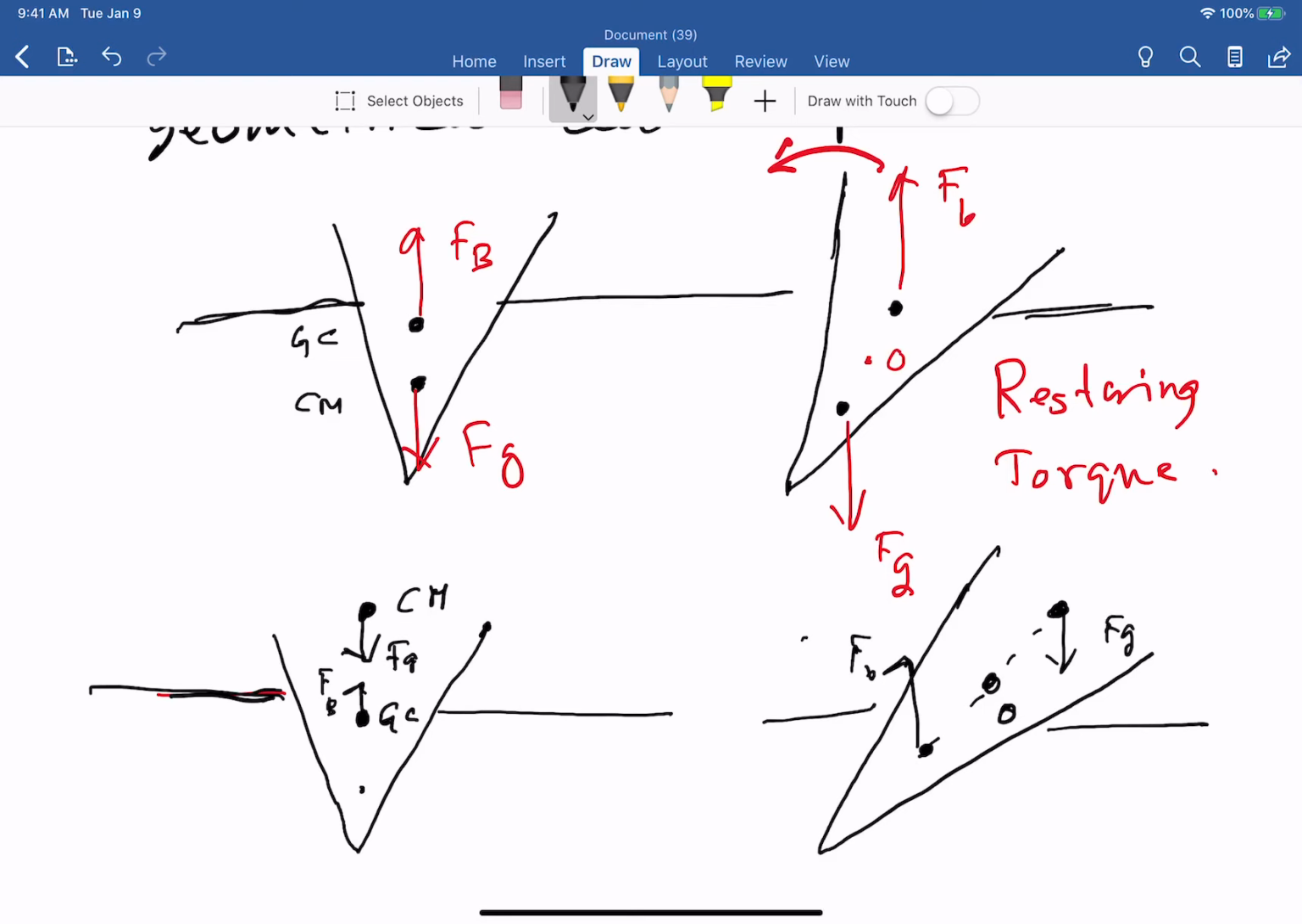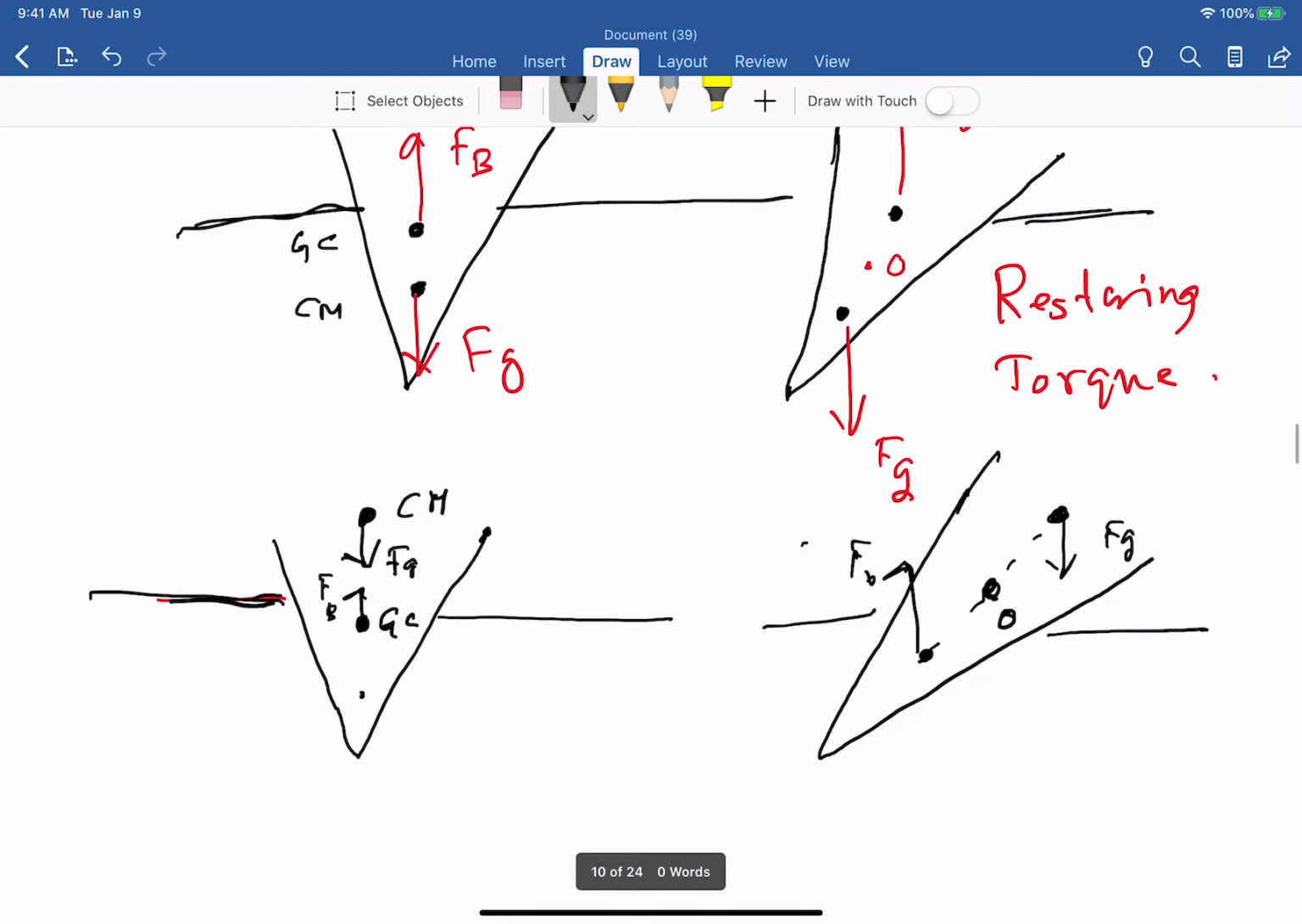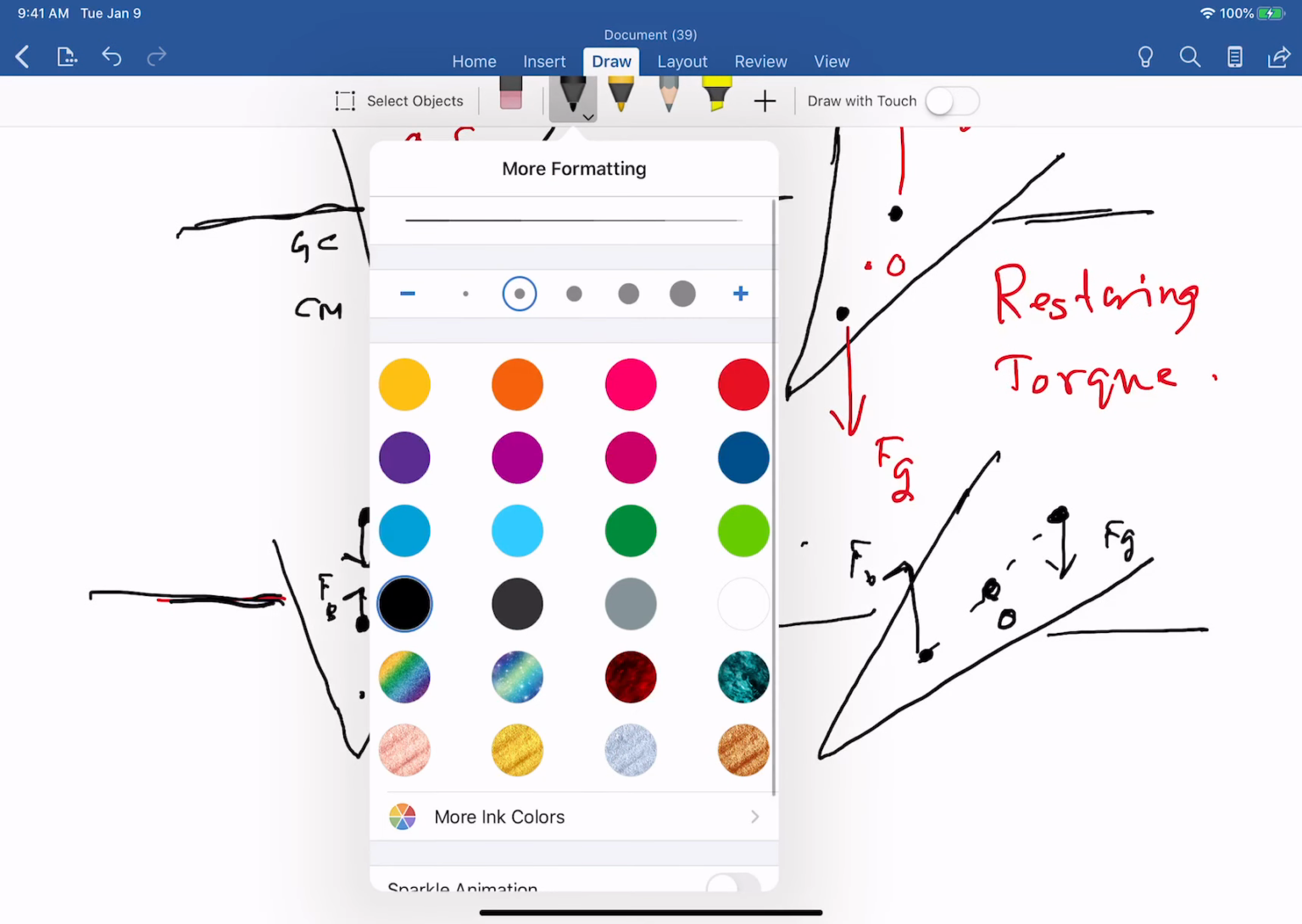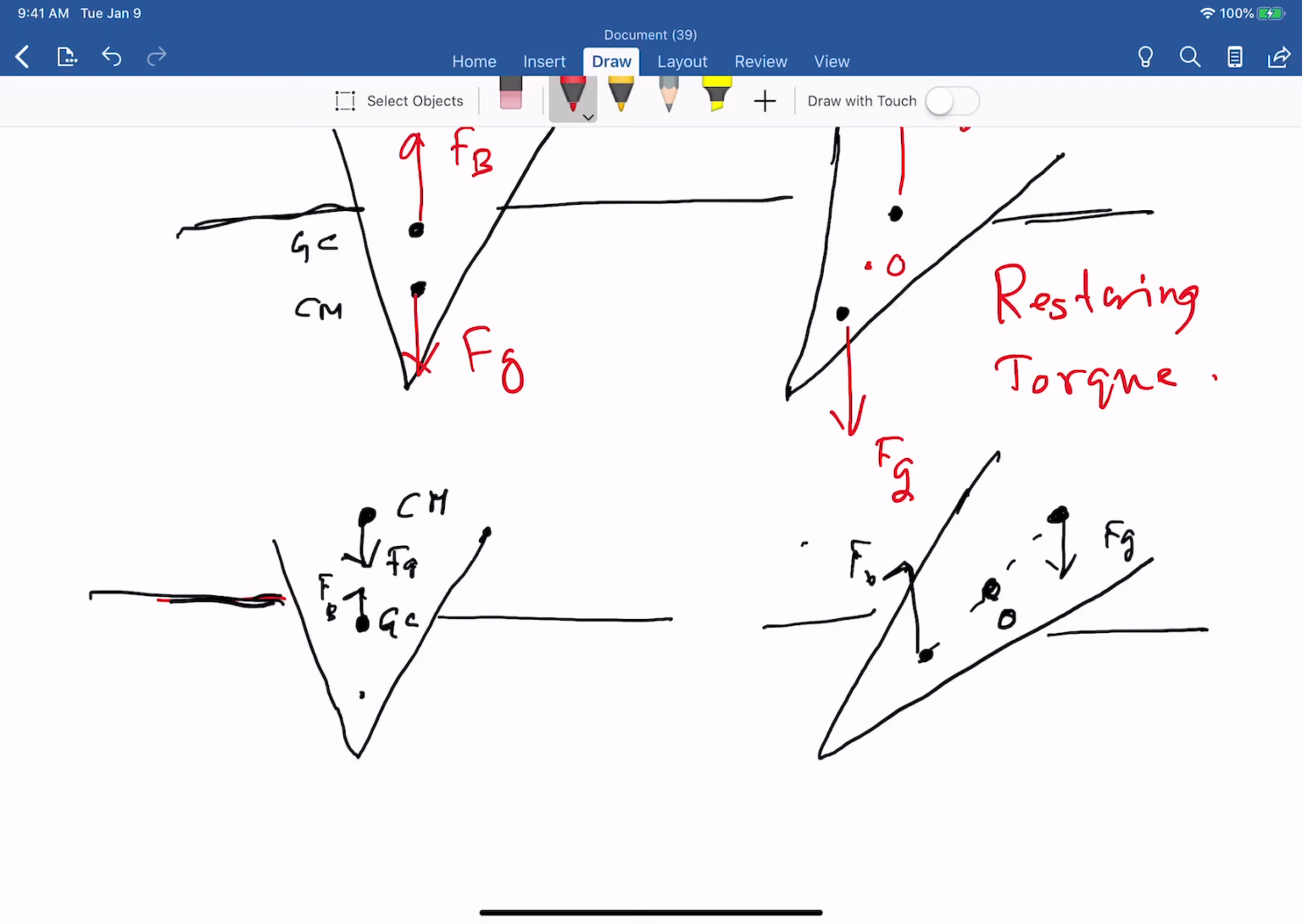The gravitational force is exerting a clockwise torque about the point O. The buoyant force is exerting a clockwise torque also about the point O. So the two forces are together applying a net clockwise torque, which is clearly very bad for the ship. It'll make the ship completely tilt over. So this is an unstable equilibrium. This one was a stable equilibrium, and this is an unstable equilibrium.